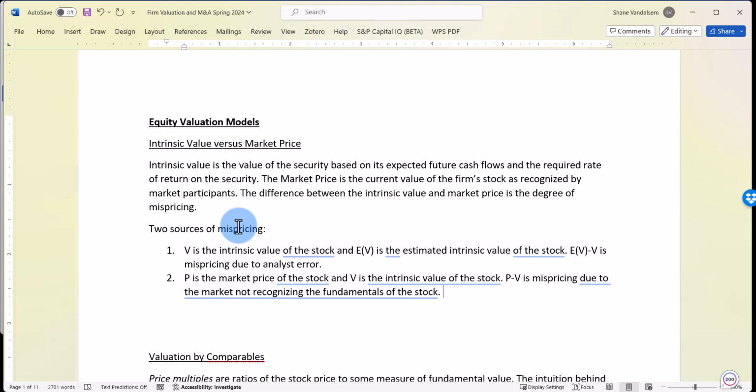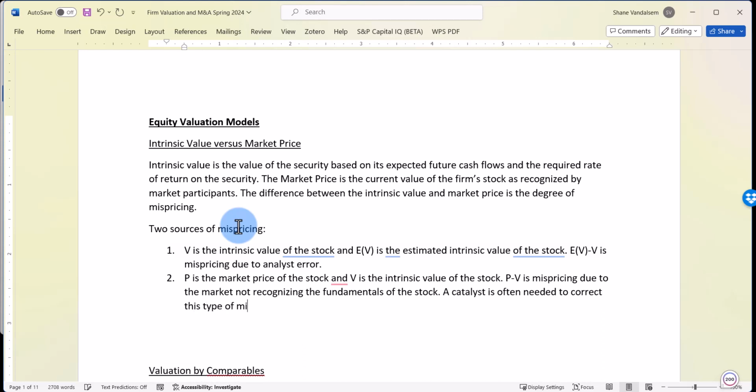The opposite can happen too, where the earnings surprise is negative. In other words, the quarterly earnings for the firm are less than what's expected. And again, that's a catalyst for getting people to recognize that maybe things aren't going so well with the company, and the stock price drops as a result. So a catalyst is often needed to correct this type of mispricing. A common catalyst is an earnings surprise.